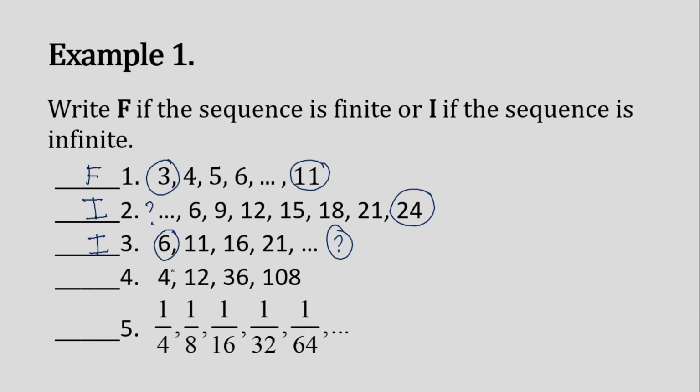Number 4, we have 4 as the first term and 108 as the last term. So we have a first and last term. Therefore, this is a finite sequence. On number 5, the first term is 1/4, and there is no last term after the ellipsis. So this is an infinite sequence. That is the way to identify whether a sequence is finite or infinite.